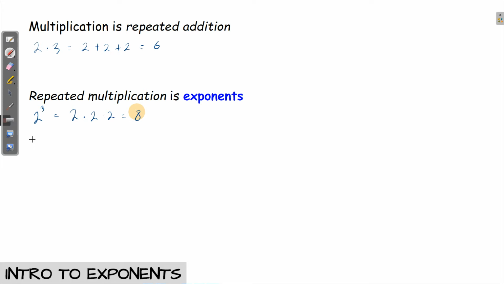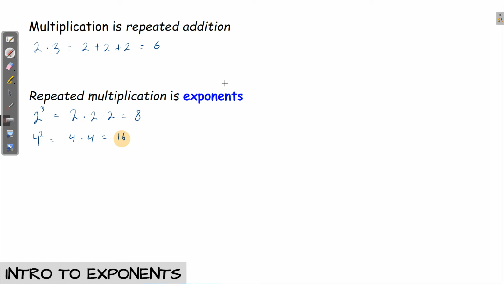To give you another example, let's say we have 4 squared, or 4 to the second. So the big number is the number that's getting multiplied, and the small number is the number of times you're multiplying the number by itself. So we have 4, and it's 2, so we have 4 times 4, and that is equal to 16.